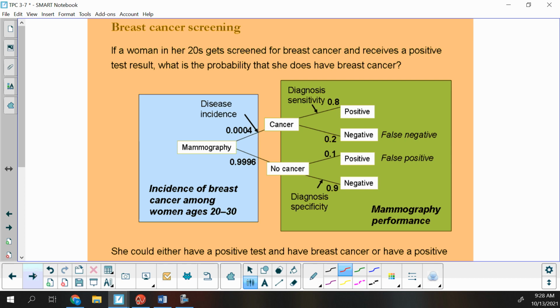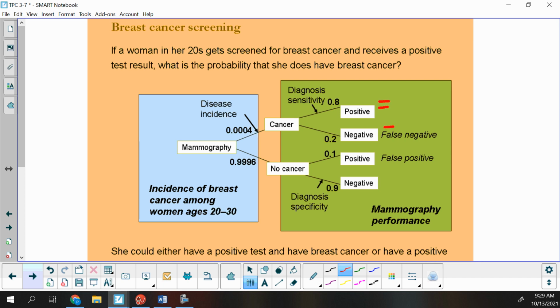All right, if we go to the next page, page 46. So if a woman in her 20s gets screened for breast cancer and receives a positive test result, what is the probability that she does not have breast cancer? Well, so the woman gets a mammogram, and the probability she has cancer, they're telling us, is the 0.0004. No cancer is 0.9996. And then if you have cancer, they give us the probabilities of a positive or a negative test. Same idea if you have no cancer, positive or negative test.